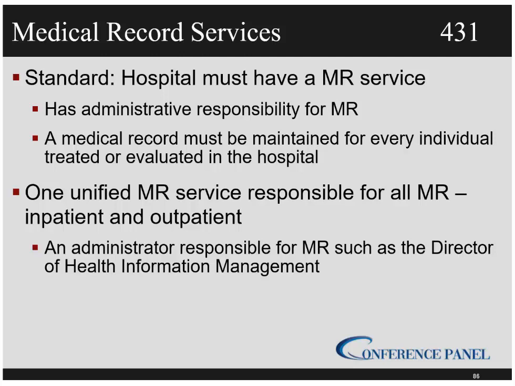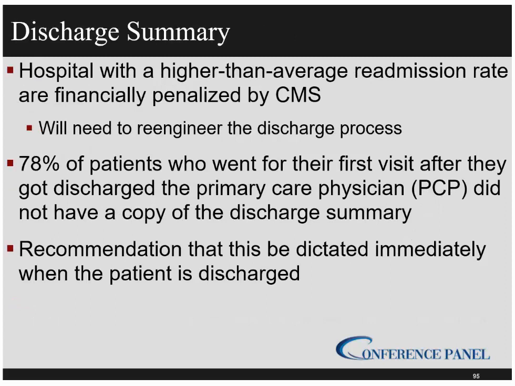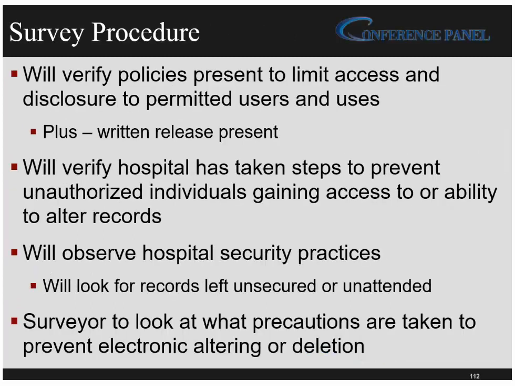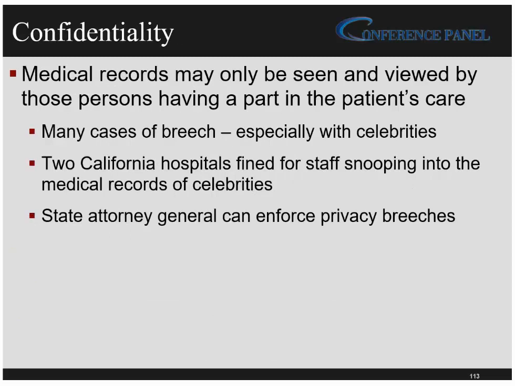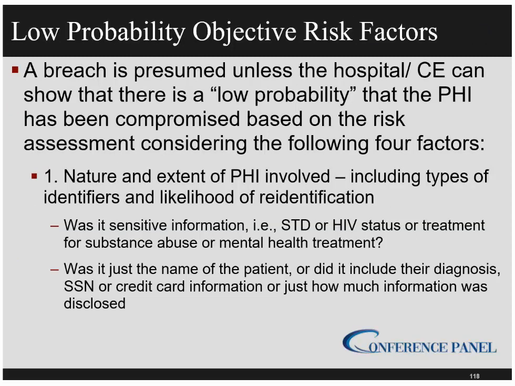Services. This is the overall services. You have to have a medical record service. Now, there is a security risk assessment tool. It's out there. Get it and use it. As far as discharge summary, we all know that if you have a lot of people coming back in, the surveyor is going to make sure your policies are there and there's information on how to limit access and disclosure. Records must only be seen by those who have a part in the patient's care. Immediate notification to victims of all breaches. So low probability, these are the objective risk factors.